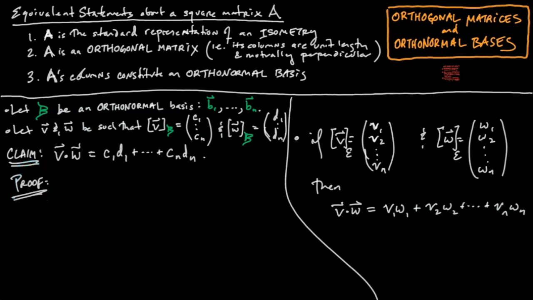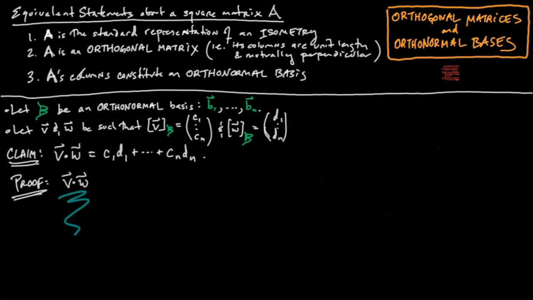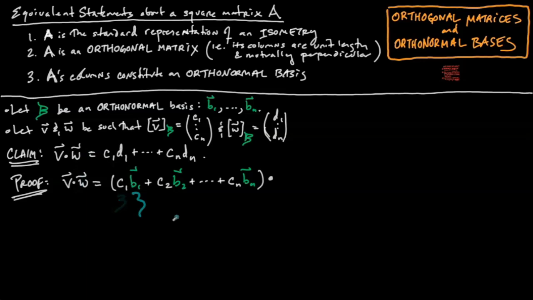Here's the proof, which is basically the same proof we used to prove this formula back in chapter 1, but maybe you'll appreciate it a little more now. And I may need some room, so let me get rid of that stuff. All right, V dot W. I'm going to rewrite those two vectors in terms of their components. So V is going to be C1 B1 plus C2 B2 plus all the way to Cn Bn. That's what it means, after all, for that stack of C's to be the B coordinates of V. And similarly, W can be expanded out as D1 B1 plus D2 B2 plus all the way to Dn Bn.